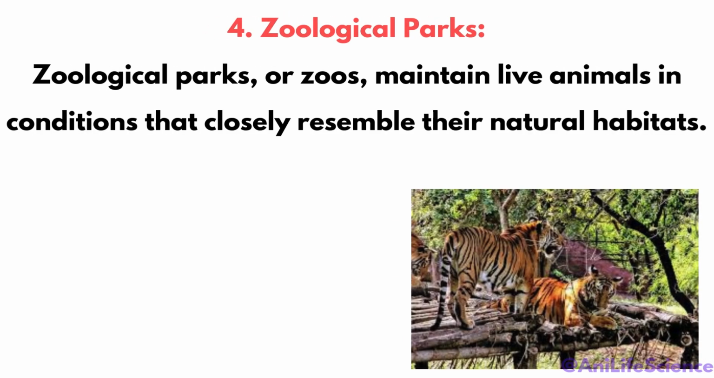Fourth, zoological parks. Zoological parks, or zoos, maintain live animals in conditions that closely resemble their natural habitats. These parks allow scientists to study animal behavior, diet, and other characteristics in a controlled setting. Example, observing the behavior of lions or studying the diet of elephants in a zoo setting.